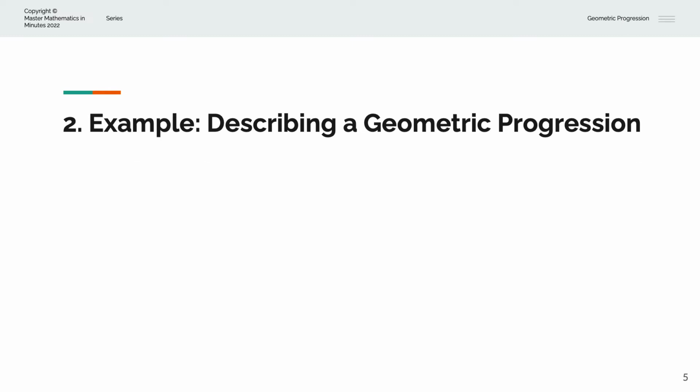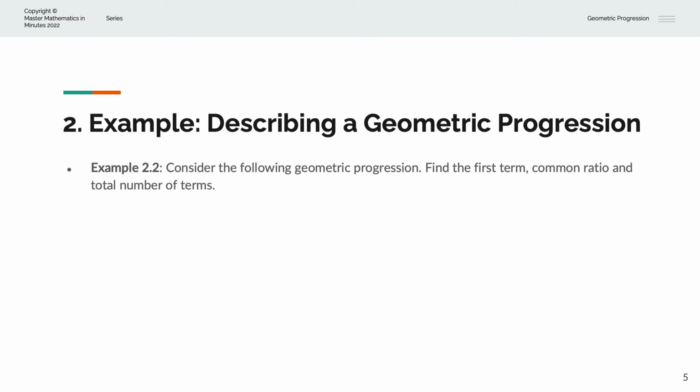Let's take a look at the second example, where we're given the following geometric progression: 128, 64, 32, 16, and so on. And we're asked to find the first term, common ratio, and total number of terms. So the first term in this case is 128. And so we have u1 equals a equals 128.